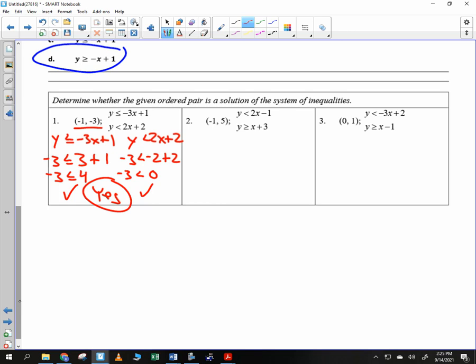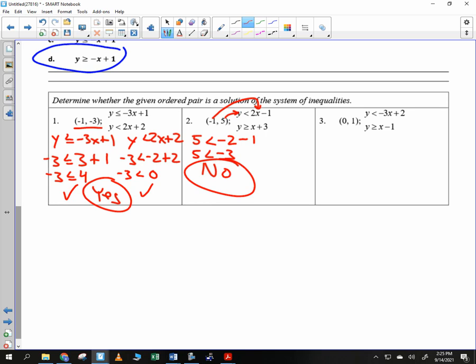Look at the next one. We plug in -1 for x, and we plug in 5 for y. Is 5 less than 2 times -1, which is -2, minus 1? Is 5 less than -3? No. So it is not a solution to the system. It must work for both.